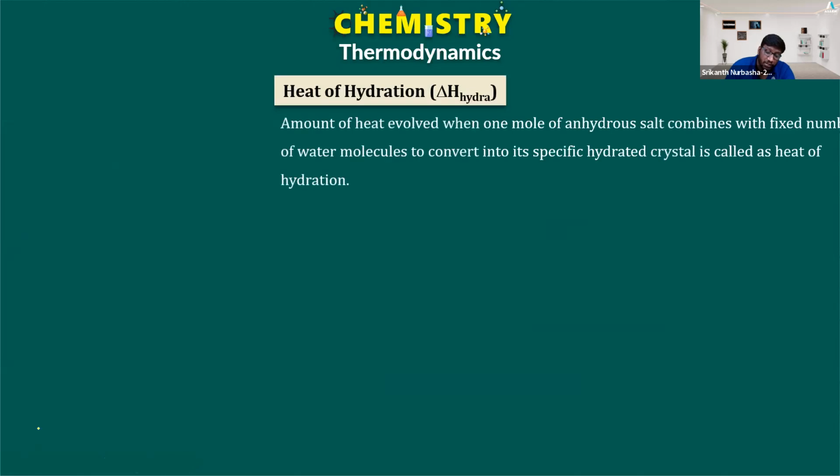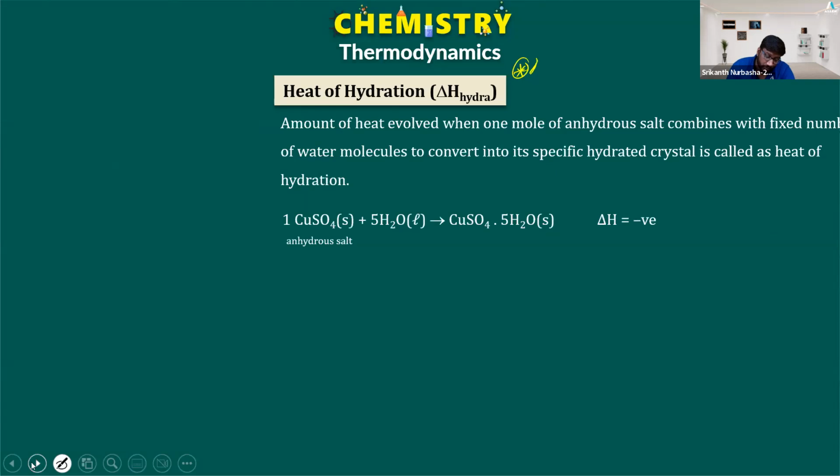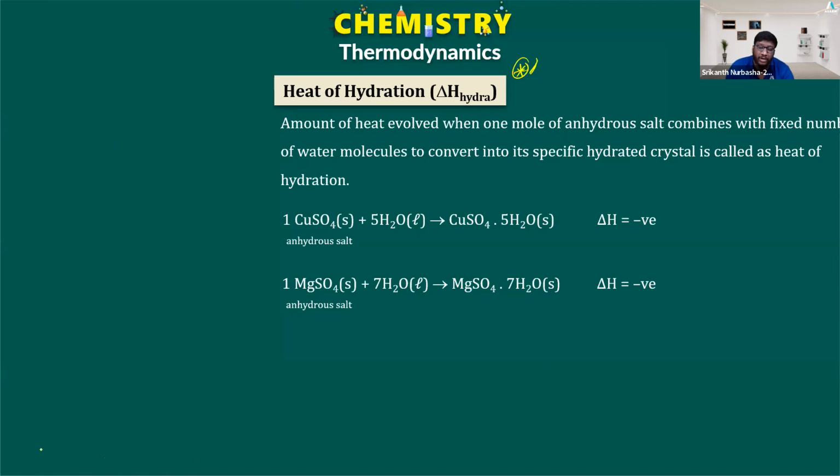Heat of hydration, students, how do we define heat of hydration? It is the amount of heat evolved when 1 mole of anhydrous salt combines with a fixed number of water molecules to convert it into a specific hydrated crystal. So what actually is happening? If you take CuSO4 solid plus 5H2O, the copper sulfate will be present as CuSO4.5H2O. That means the ions are surrounded by a fixed number of H2O molecules, and you have to remember how many H2O molecules are hydrated.